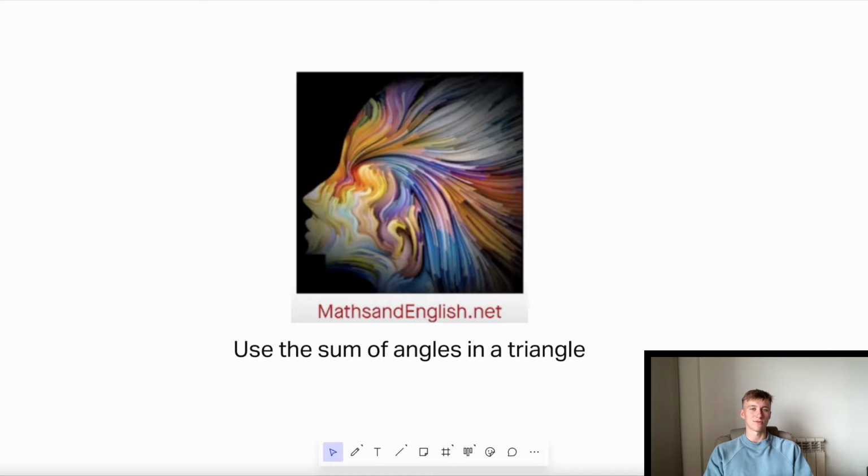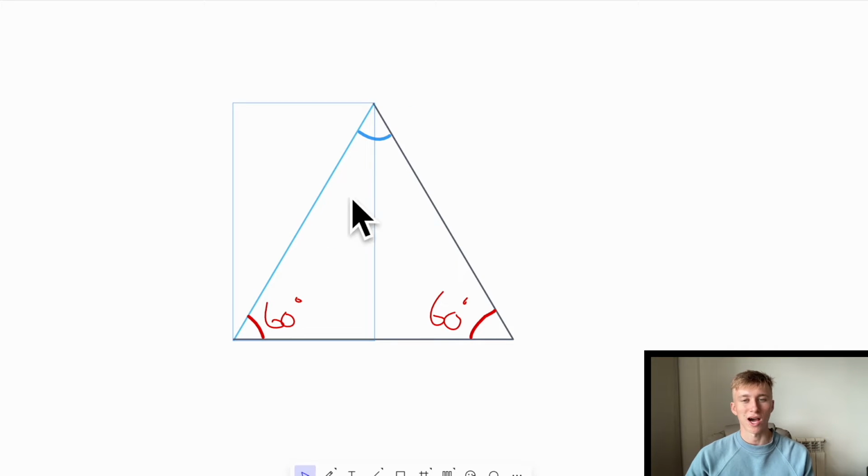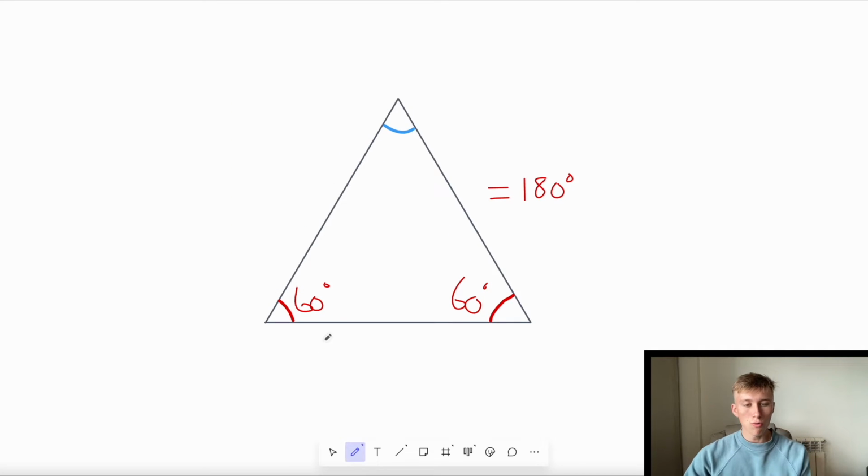So guys, this is the first example and we're going to start off with a pretty easy one today. So we know that this angle right here is 60 degrees, this angle right here is 60 degrees, and then we need to know what this angle is up here. So guys, all of these angles, this 60 plus whatever this is, will add up to 180 degrees.